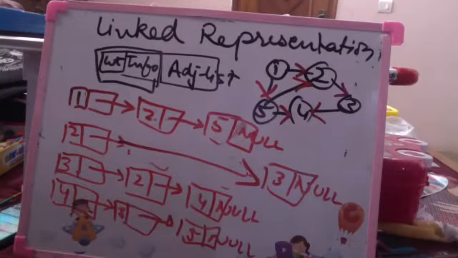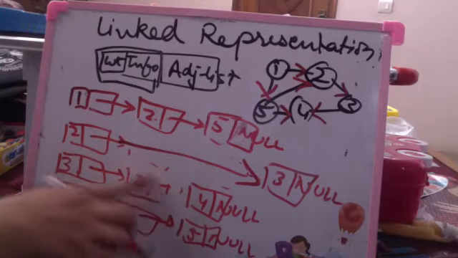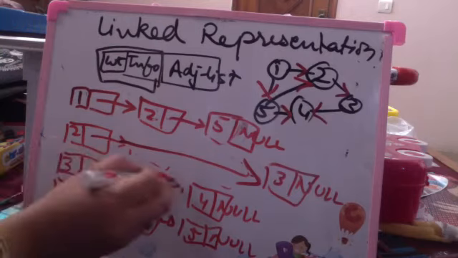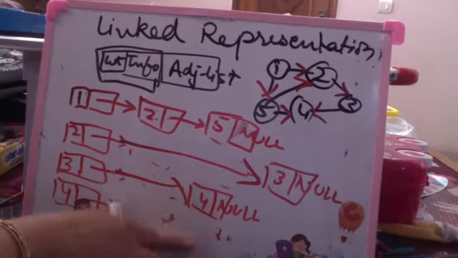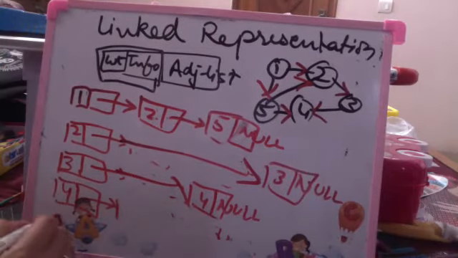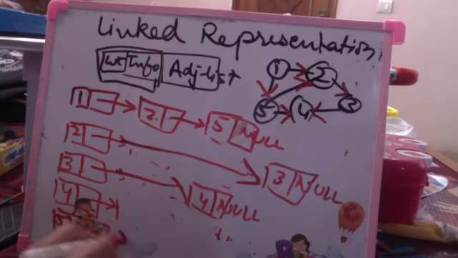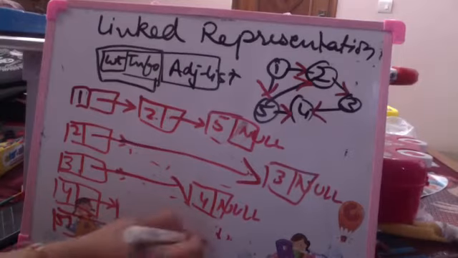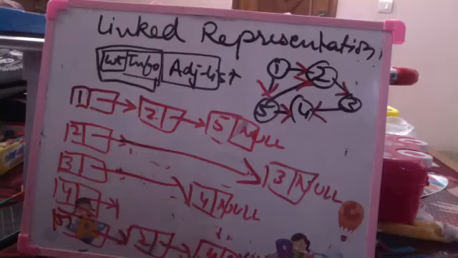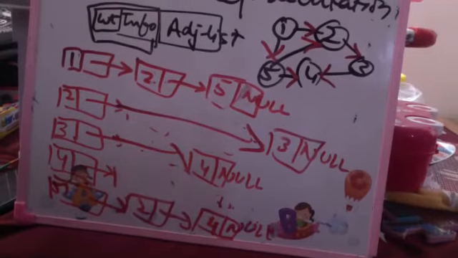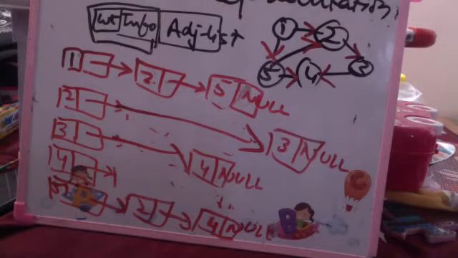Yes, ma'am. The adjacency list will be created in this way. 3 to 4 exists, 3 to 2 does not exist. Clear? There is no outbound edge from 4. 5 to 2 will exist and 5 to 4 will also exist. Is that much clear to all? Yes, class. Yes, ma'am. So the linked list representation is clear to all.